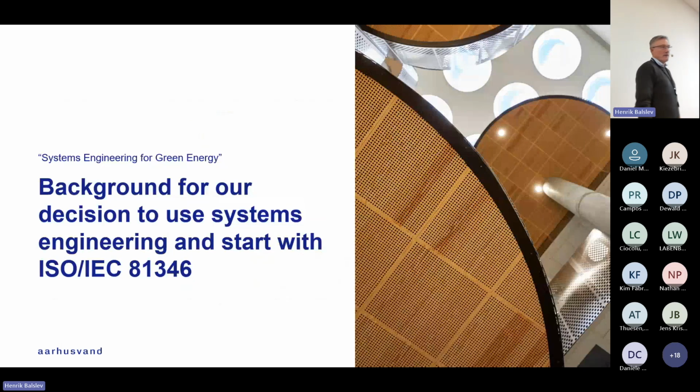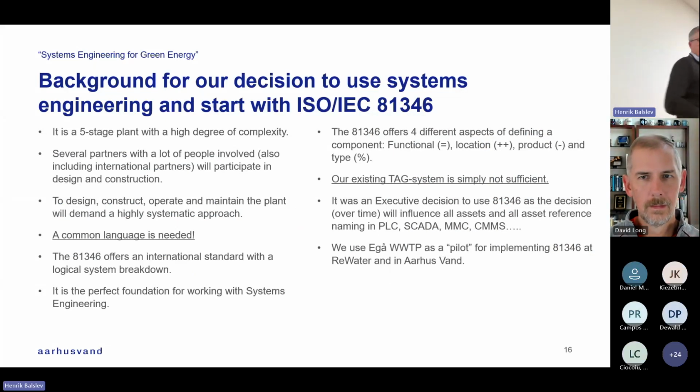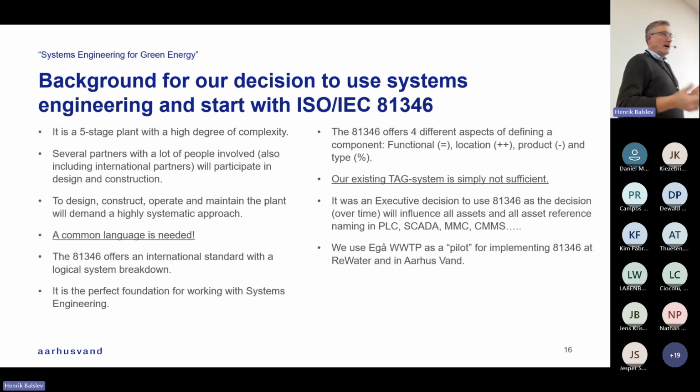Brings me to the background for our decision to actually work with systems engineering and to start using the standard 81346. And as you can see, it's a large plant. It's a 5-stage plant. All our other plants are actually only 3-stage plants. It's with a high degree of complexity. We are doing the project with several partners, also international partners. So a lot of people will actually participate in the design and construction. And actually to design, construct, operate, and maintain the plant, it will demand a very systematic approach.